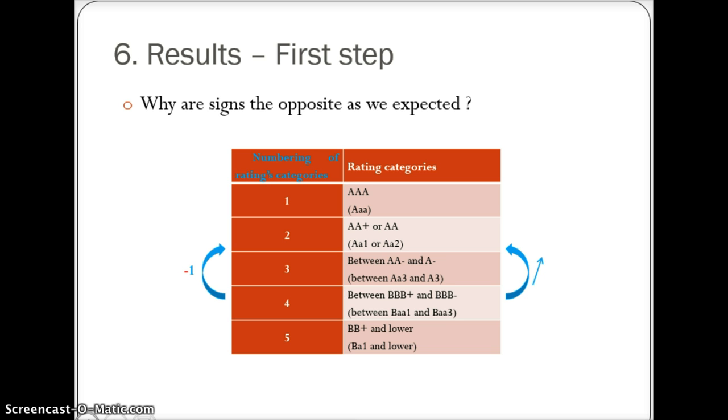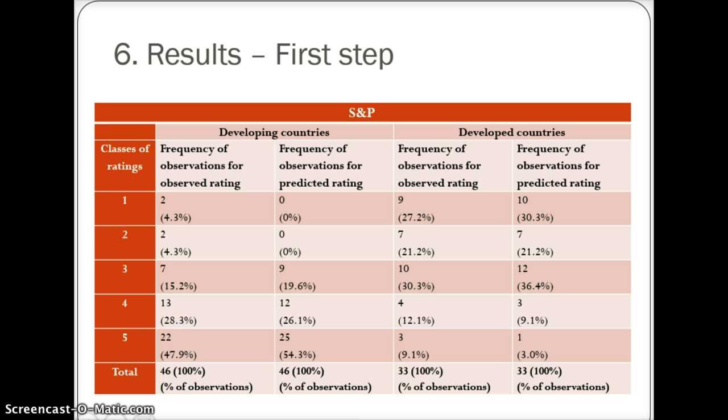However, we have to underline that there is an exception. The variable corruption has the expected sign in both cases. It's due to the fact that the class 1 of rating has less chance to be associated with a high level of corruption. We can now analyze the estimations of rating.